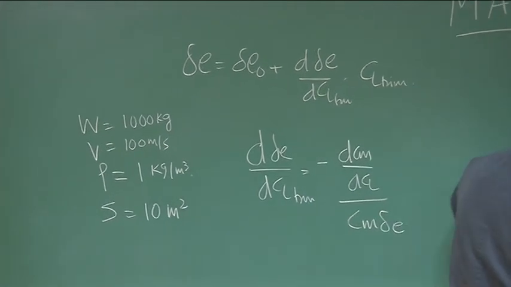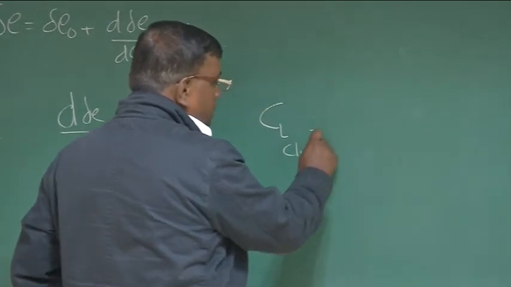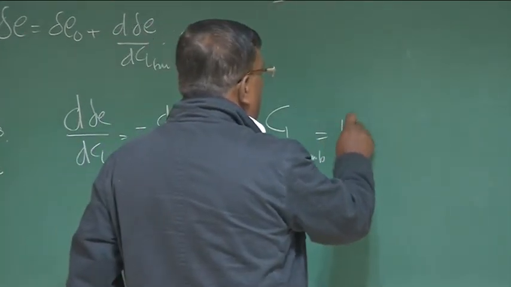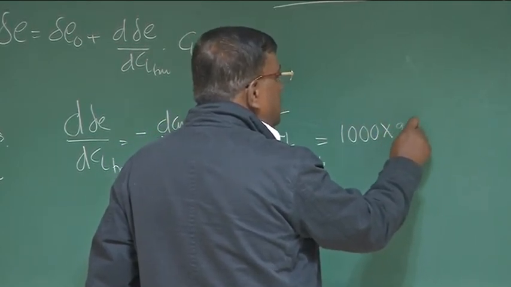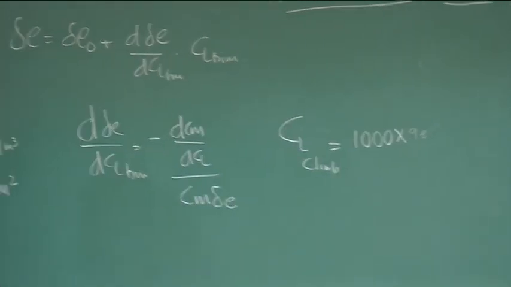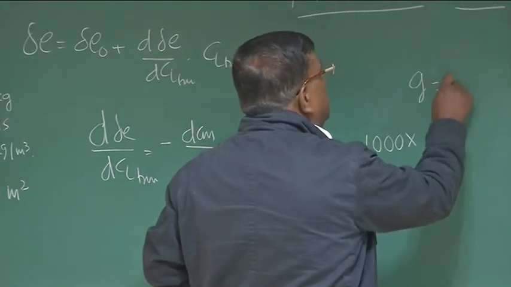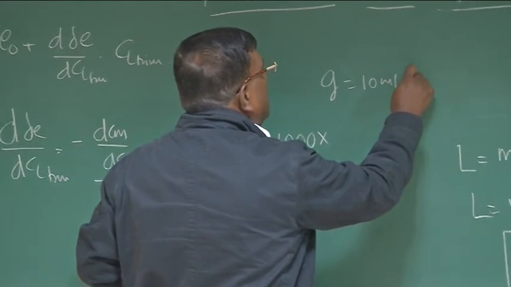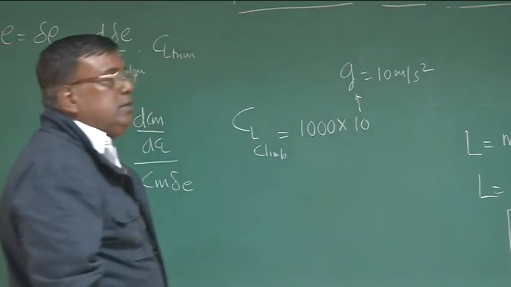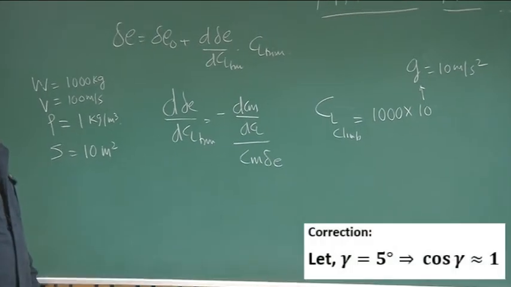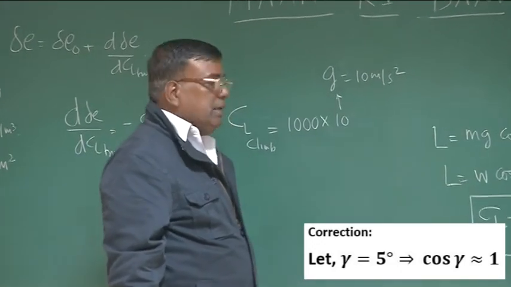I'll erase this part. So CL climb will be how much? It will be W. W is 1000 into 9.8, because this unit should be in Newton, it is in kg. So I am taking the value of G as 10 meter per second square. No problem. Typically G is 9.8, 9.79, depending upon the location. But for computational simplicity, I am taking 10 meter per second square.